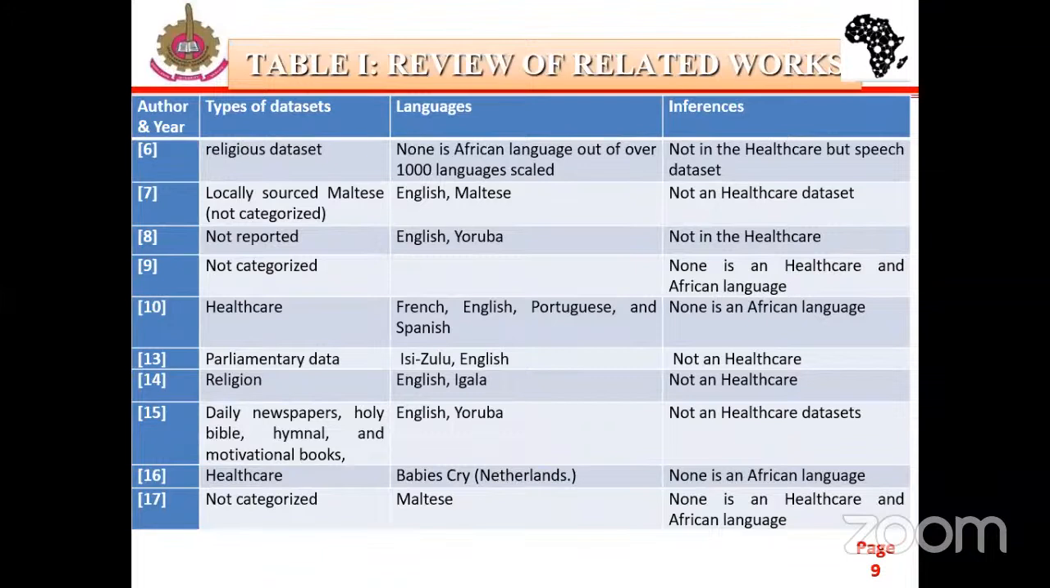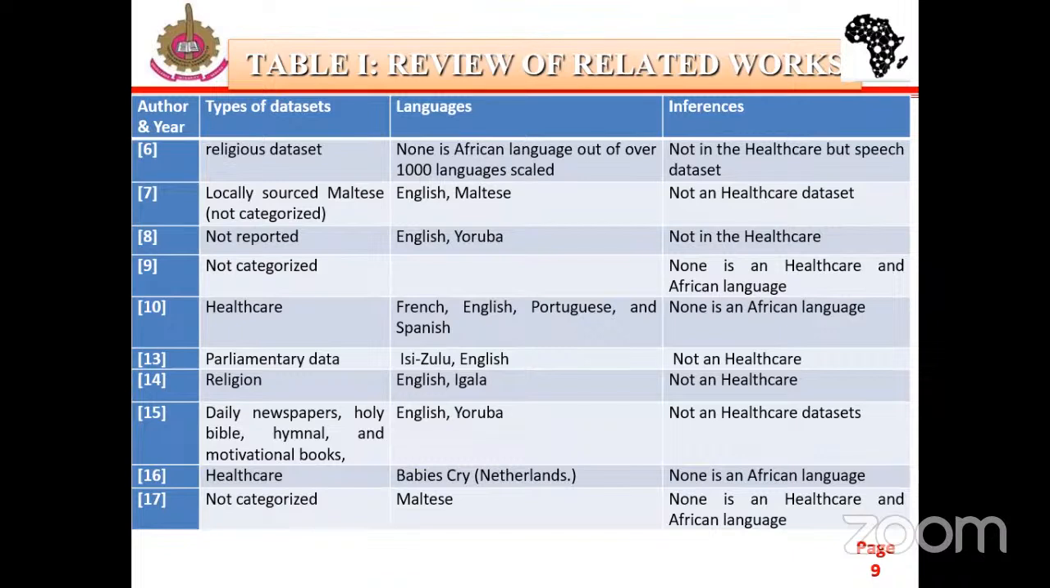Okay. Continue. Okay. So the parliamentarian data set that was used in the implementation, which is in isiZulu and English, was a political or governance set of data that has no synergy with healthcare applications. So reference 14 used a religion data set, which was an English and Igala translation. It was not in the healthcare domain. Igala is one of the languages in Nigeria, one of the languages in the Middle Belt in Nigeria.